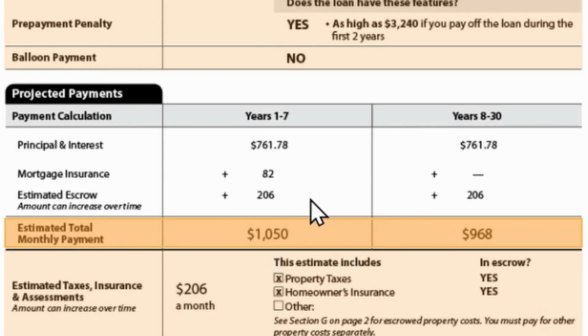Over here, because you have PMI, it's only on there for, in this case, 7 years, so it would fall off. So at year 8 through 30, your payment would go down and it would be $968. All right, so that's that section there.